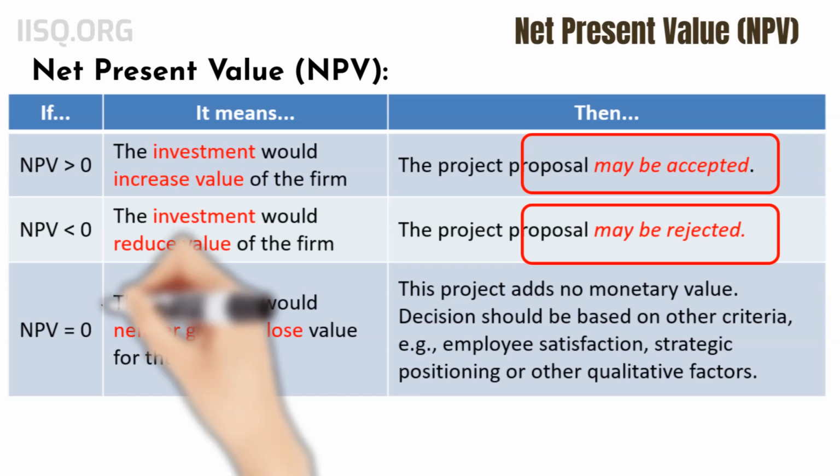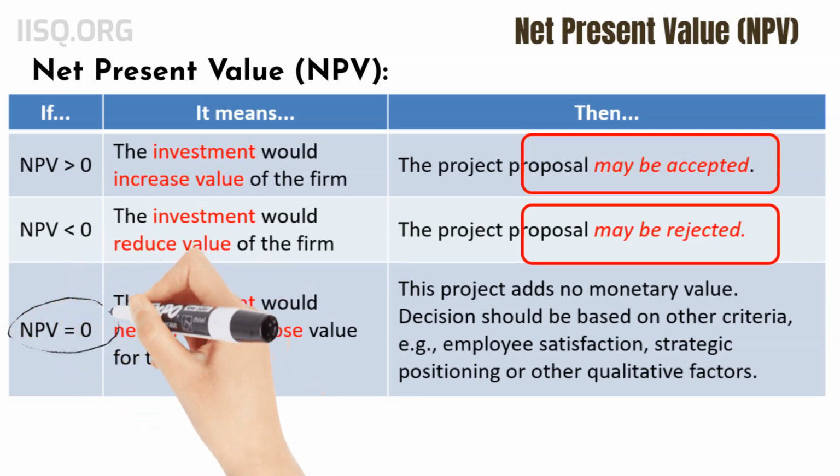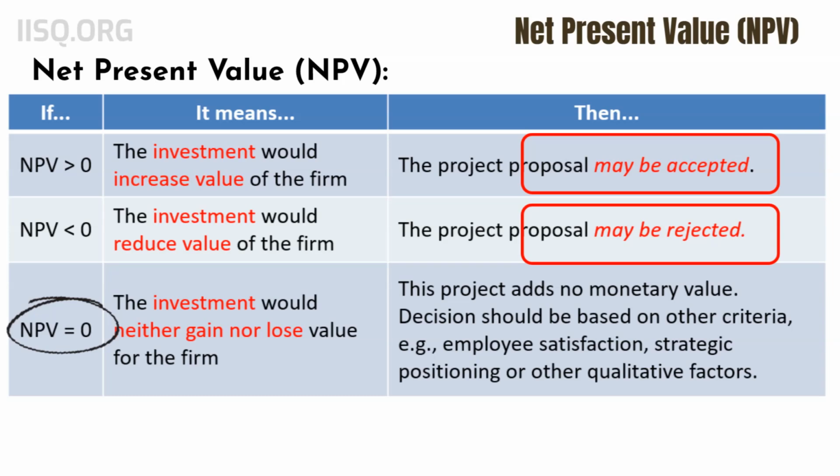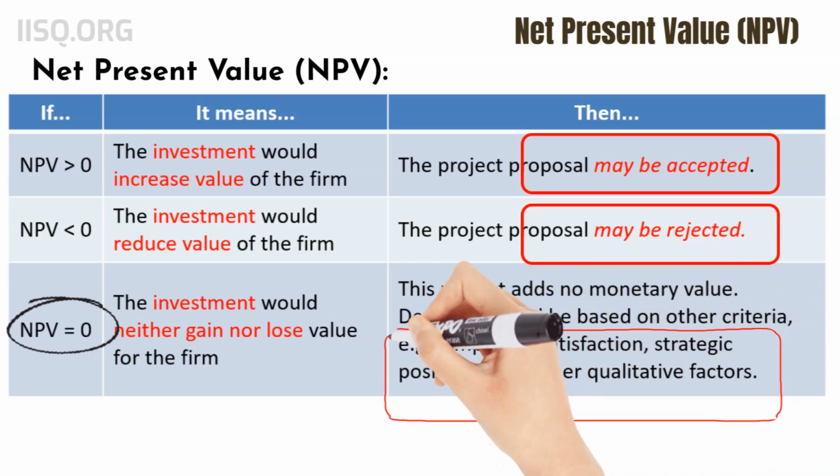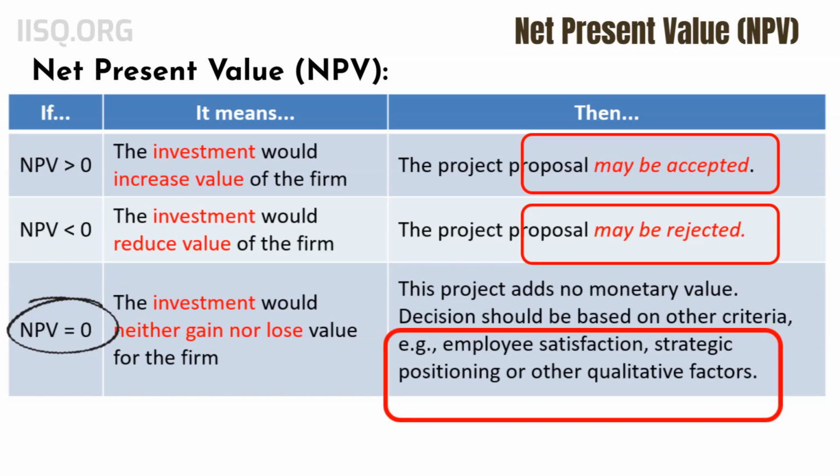If NPV equals zero, then the investment would neither gain nor lose value for the firm. In that case, the project adds no monetary value. The decision should be based on other criteria, such as employee satisfaction, strategic positioning, or novel qualitative factors.